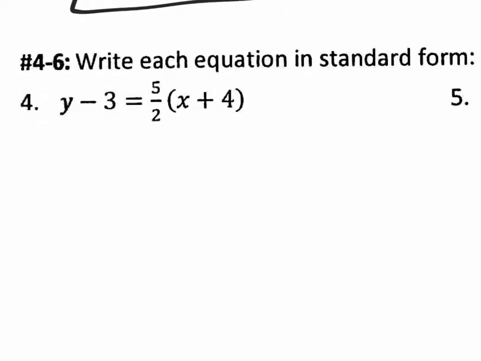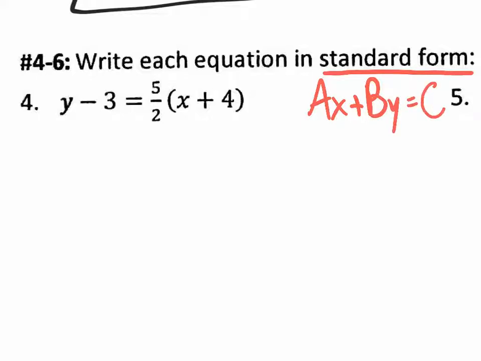On numbers 4, 5, and 6, they want you to write each equation in standard form. Now, we all need to know that standard form is capital AX plus capital BY equals capital C, where A, B, and C are numbers, right? And they're a specific type of number. They're integers. That means no fractions, no decimals. And obviously, standard form has no parentheses that we see on all these questions 4, 5, and 6. But on standard form, we definitely don't want fractions. We don't want decimals. So if you don't want fractions, what could you do?